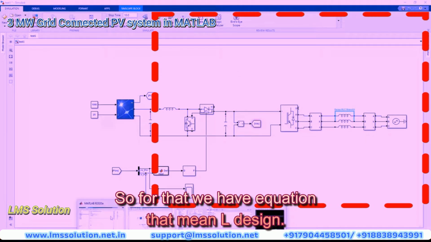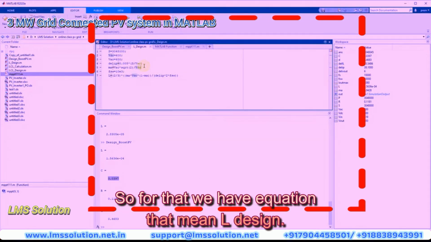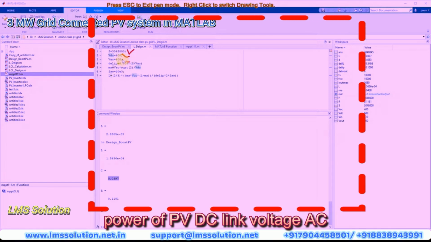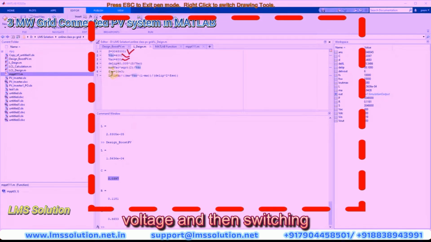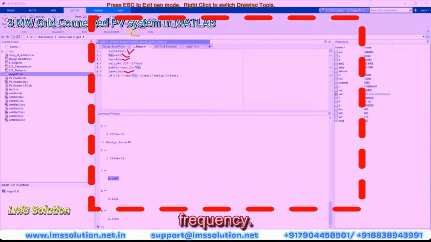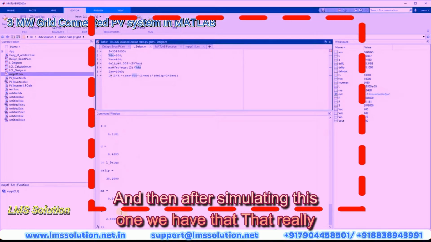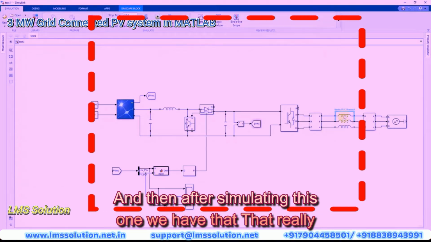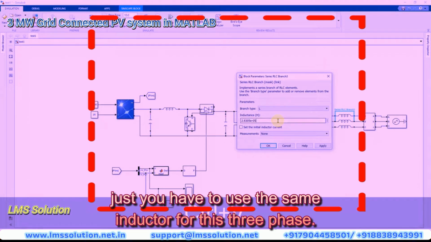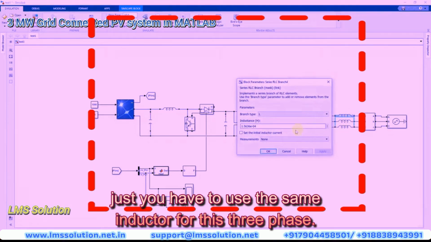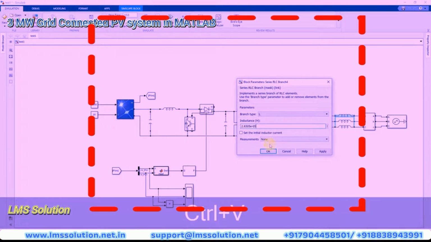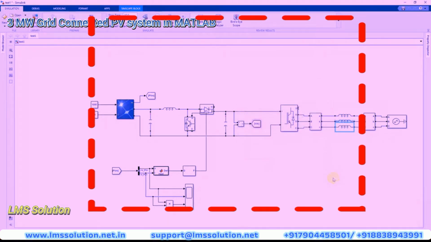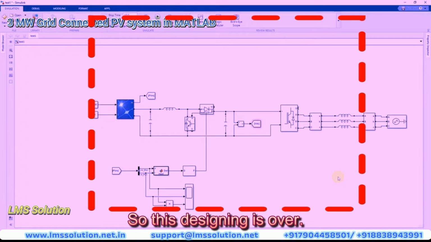So for that we have an equation, that means L design. So here we need to provide the power of PV, DC link voltage, AC voltage, and then switching frequency, and then after simulating this one we have that inductor. Just use the same inductor for all three phases. So this designing is over.